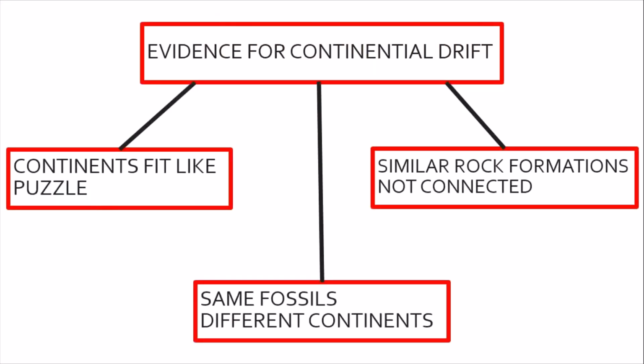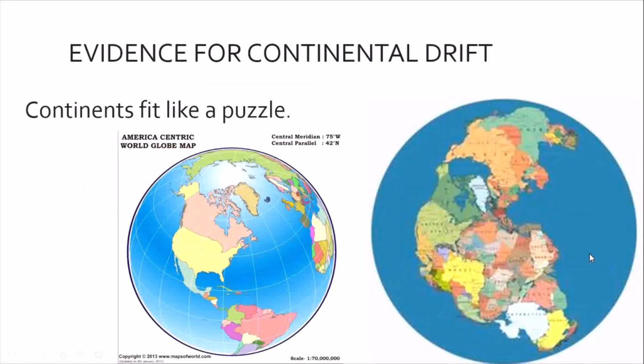So we have three main pieces of evidence we use to support continental drift. The first, continents fit like a puzzle. We've discussed that already. Another is that we find the same fossils on different continents that are extremely far apart from each other. We also find similar rock formations that are no longer connected together. So let's take a deeper look at this.